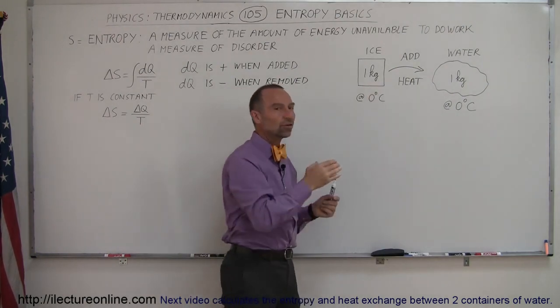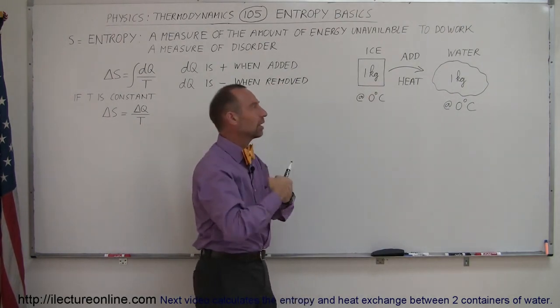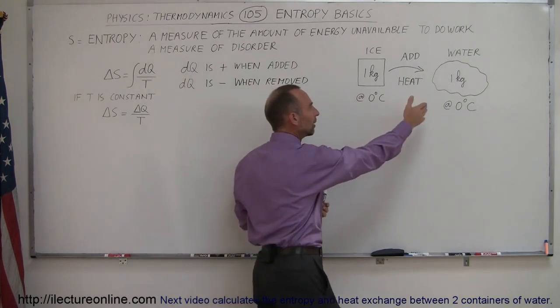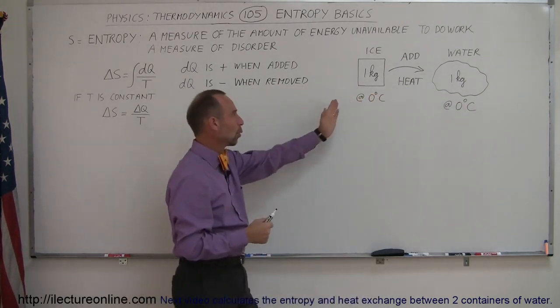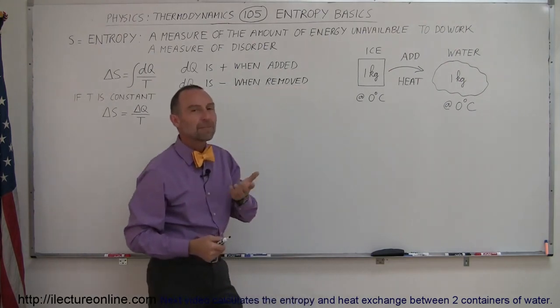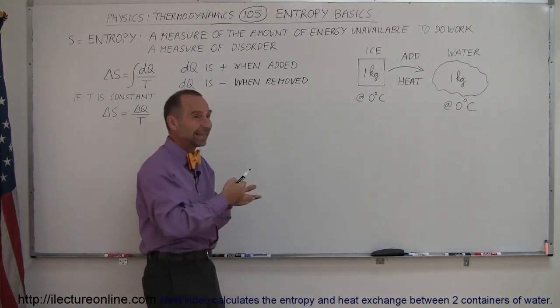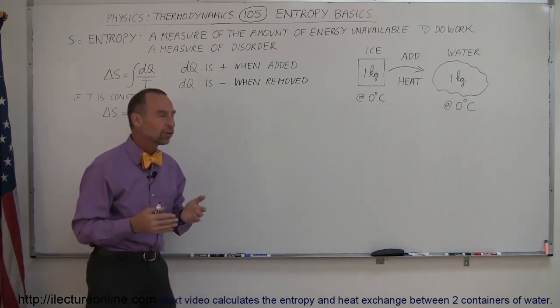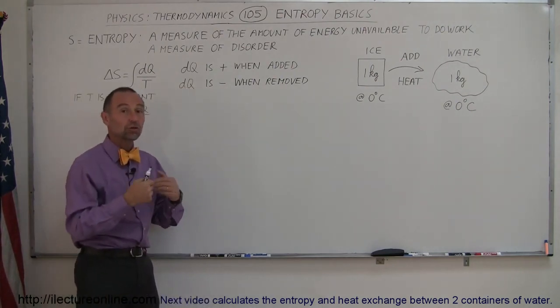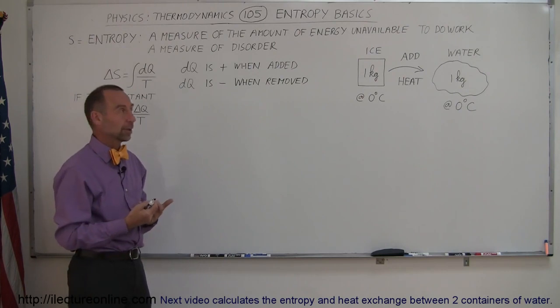Ice is in a more ordered state because the atoms are locked in a lattice state. Water is a more disordered state because the molecules can roll over one another. So we go from order to disorder, and that would then be a measure of entropy, which means that the disorder has increased and the entropy is therefore increased. And throughout the universe, an exchange of energy usually results in an increase in the entropy.